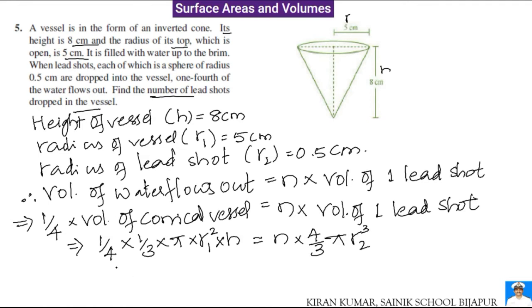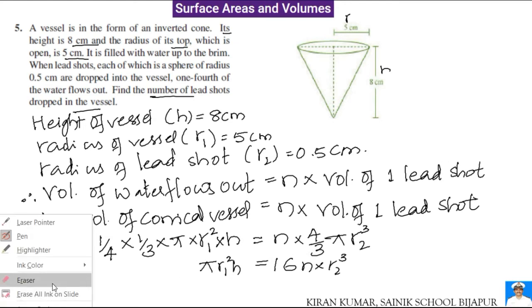Here we get this particular thing as 12. This 12 has to be cross multiplied. It becomes 12 into 4/3, 4 times, so we get 16 times of n multiplied to r2 cube. Here pi r1 square h. If you observe, both sides pi will get cancelled, so I need not write this pi.